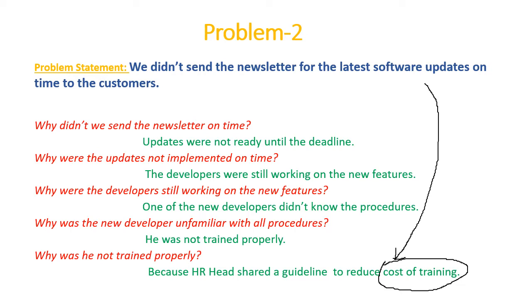So what is the next step then? We increase the cost of the training, we give the training to the new person and see whether on the next occasion the newsletter gets delivered on time. And we should keep track of this. We should keep track of this training budget and the training of the new developers, and how this is linked to the software updation or software fixing.